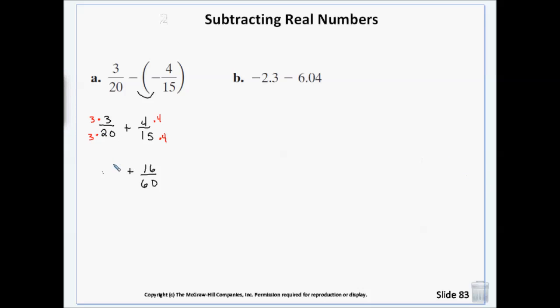So that becomes 9/60. Then I can add them, and 9 plus 16 is 25 over 60. These will both divide by 5. And I'm going to get 5 over 12.